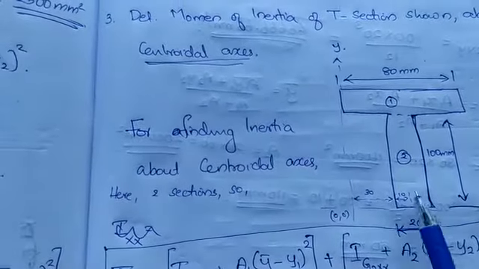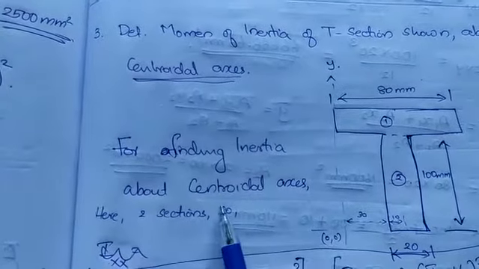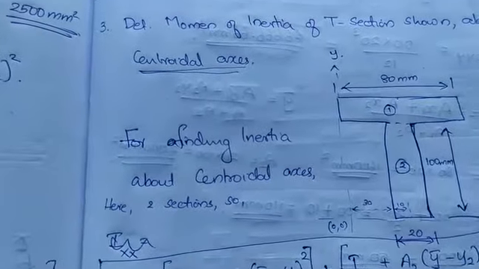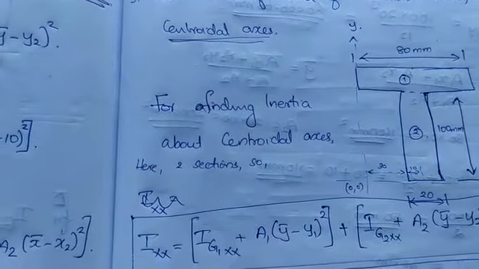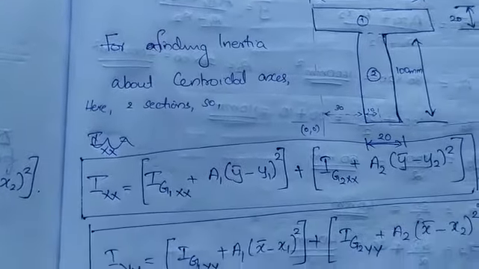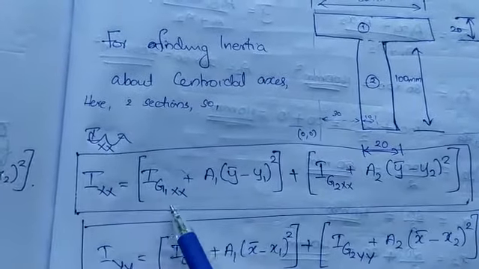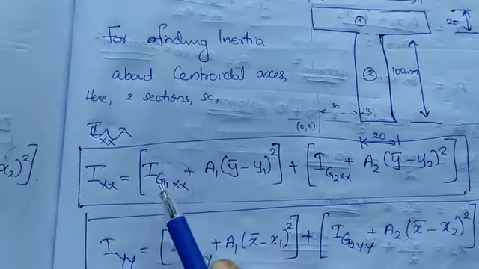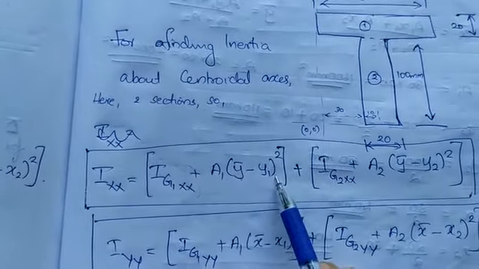This will not be given in the question, but you need to find it out. For finding inertia about the centroidal axis, you need two sections here. To find the moment of inertia about the centroidal axis, this will be the equation: Ixx and Iyy. It's nothing but Ig xx plus a1 into (y bar minus y1) the whole square. This is what we derived, or we have done.